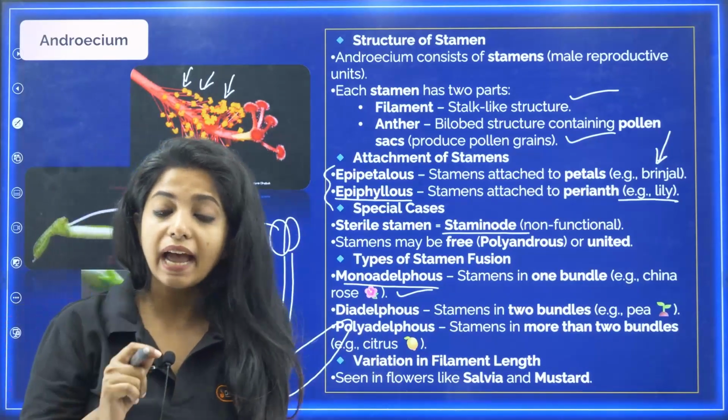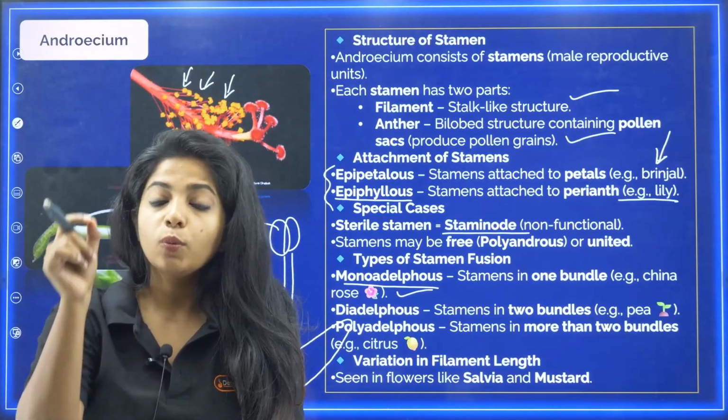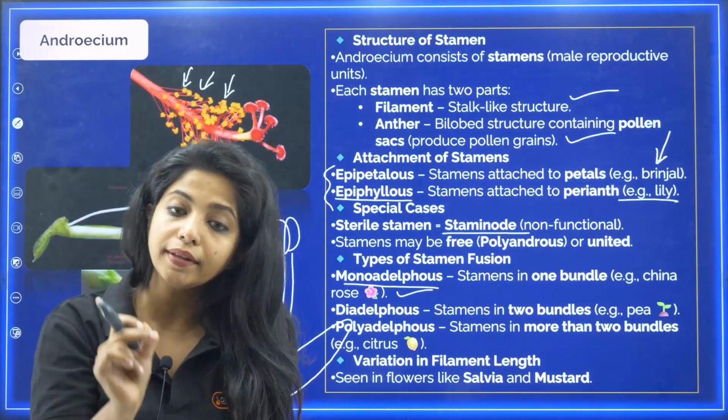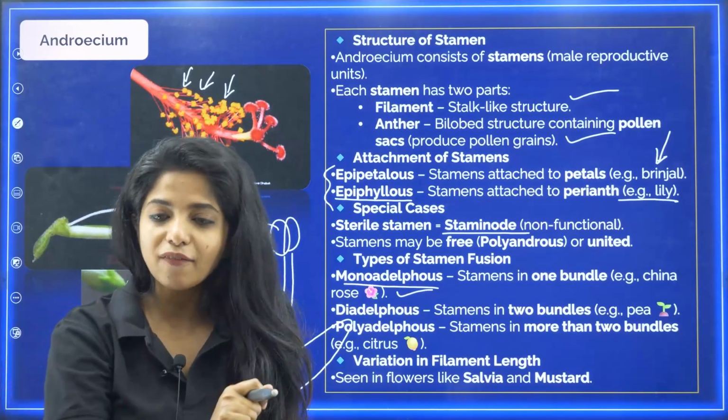Now you have diadelphous condition. What do you mean by that? When the stamen is in two bundles, you call this diadelphous condition. Again, I have got a picture for you.